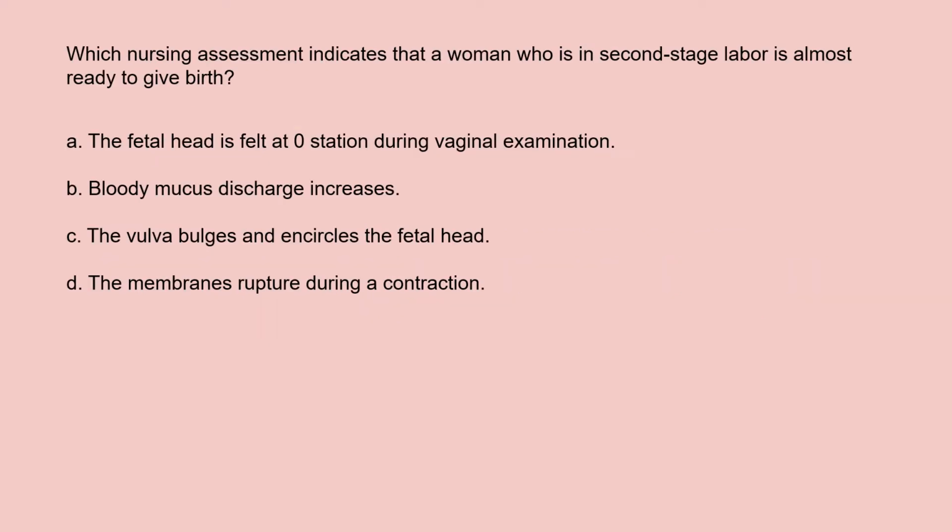Which nursing assessment indicates that a woman who is in second stage labor is almost ready to give birth? A. The fetal head is felt at 0 station during vaginal examination. B. Bloody mucus discharge increases. C. The vulva bulges and encircles the fetal head. D. The membranes rupture during a contraction.